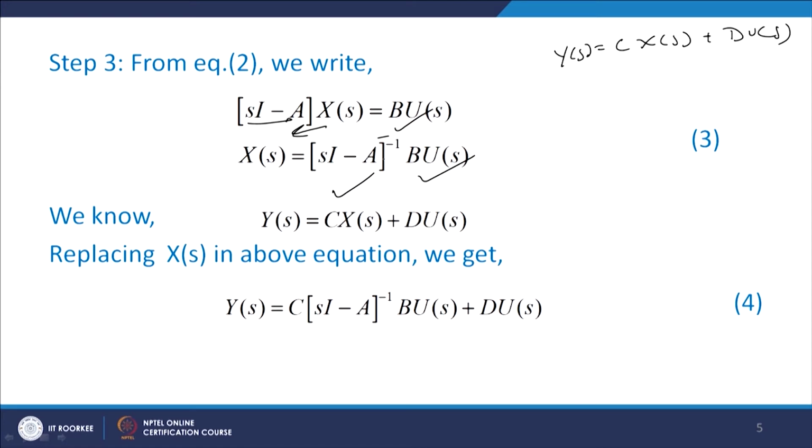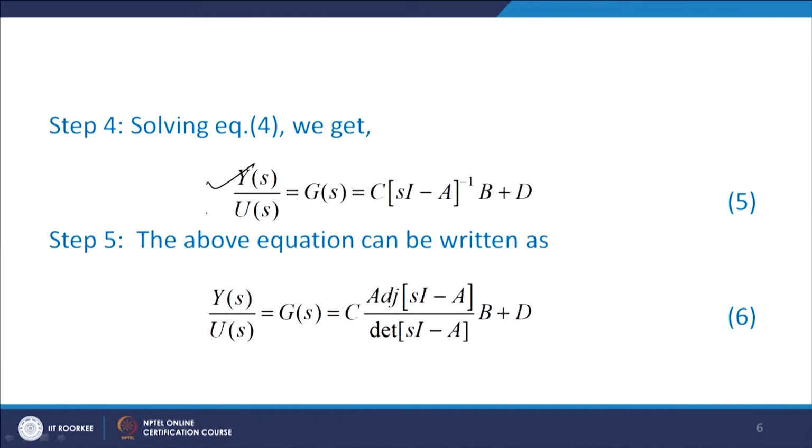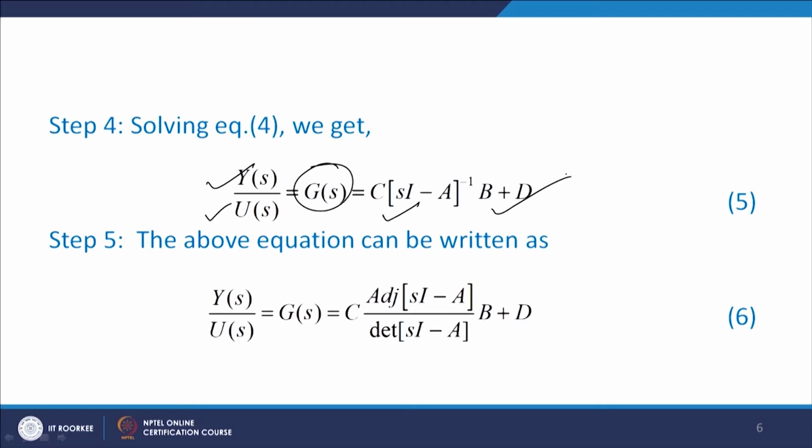Just now, as shown, we replace the value of X(s) in this equation. When we replace X(s) in this equation, what do we get? We get Y(s) equal to C(sI minus A) inverse B U(s) plus D U(s). Now, U(s) and U(s) we take in common, and after solving, we have got Y(s) divided by U(s) equal to G(s). This is our transfer function model, equal to C(sI minus A) inverse B plus D.